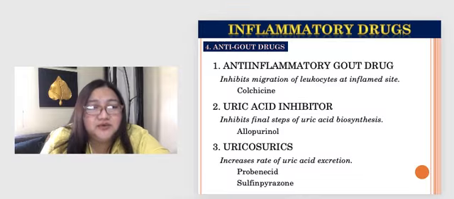Alright? Yung pangalawa, yung uric acid inhibitor na allopurinol. Allopurinol inhibits the final steps of uric acid biosynthesis. Ibig sabihin, pinapababa niya yung blood level ng uric acid or the serum uric acid. Therefore, it is not effective during an attack. Effective siya to prevent an attack, which is a prophylaxis. So, pag umaatake yung gout, colchicine. Acute attack, colchicine. To prevent attacks, maintenance dose, allopurinol.